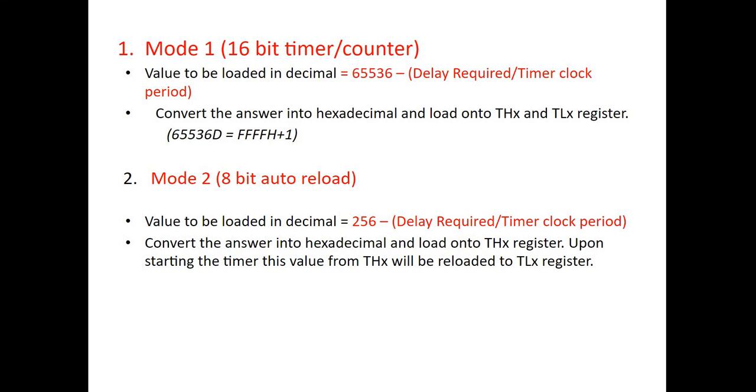So now, as I said earlier, we'll be discussing the timer under two modes: mode 1 programming and mode 2 programming. Mode 1, as we saw earlier, is a 16-bit timer. A 16-bit timer means a total of 4 hexadecimal digits. In decimal it is 65,536, and about this calculation we'll see later when we start the programming.